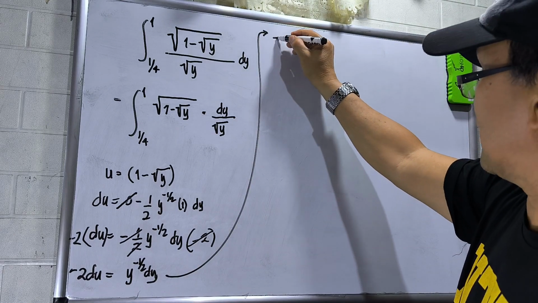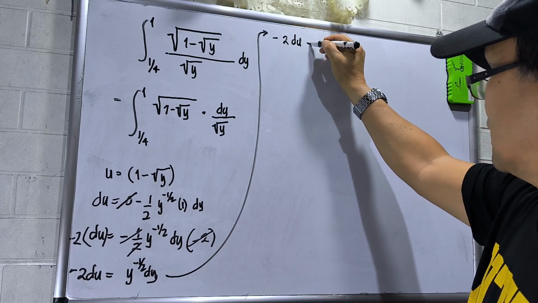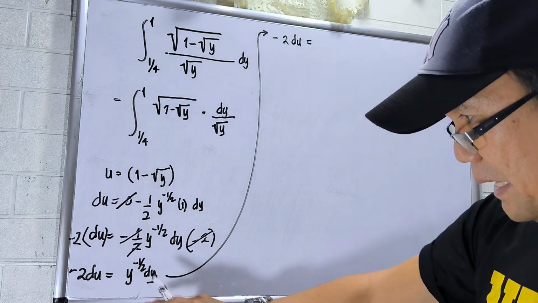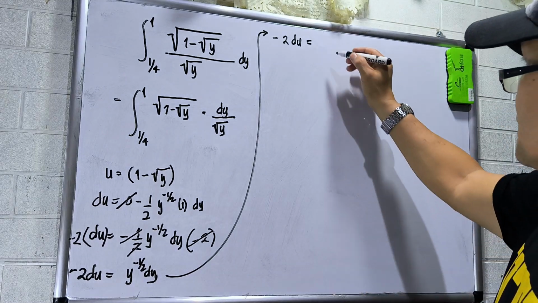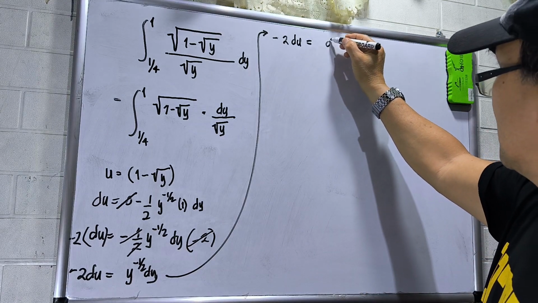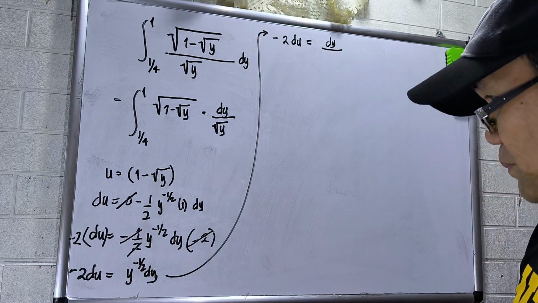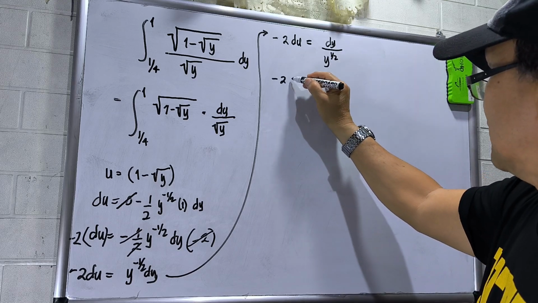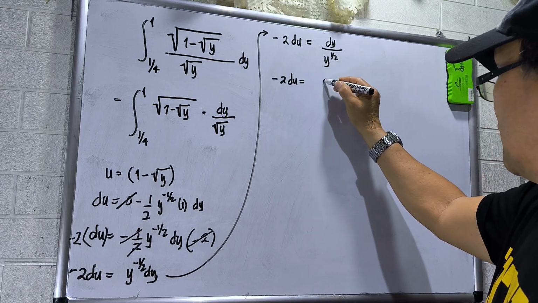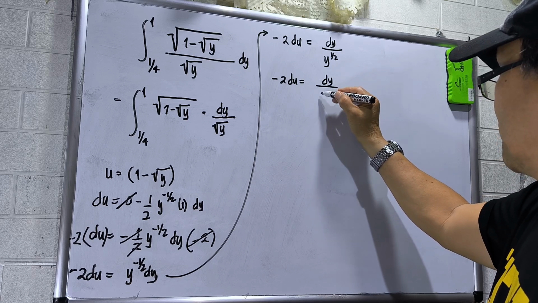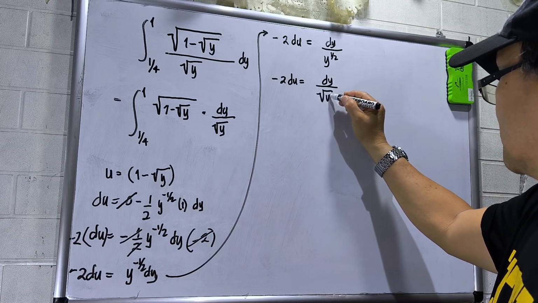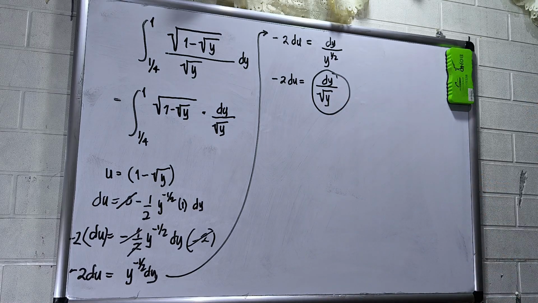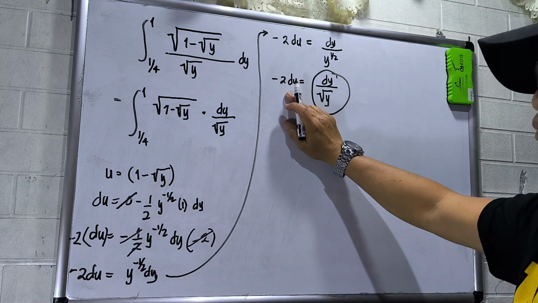So negative 2 du is equal to, I will write in radical form, applying the index law of algebra, dy over y raised to the 1/2, or negative 2 du will be equal to dy over square root of y. So I have now dy over square root of y is negative 2 du.